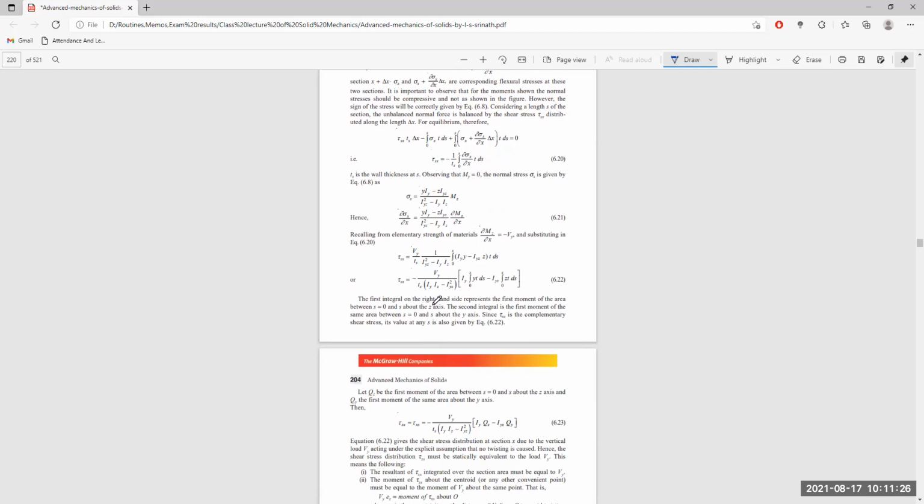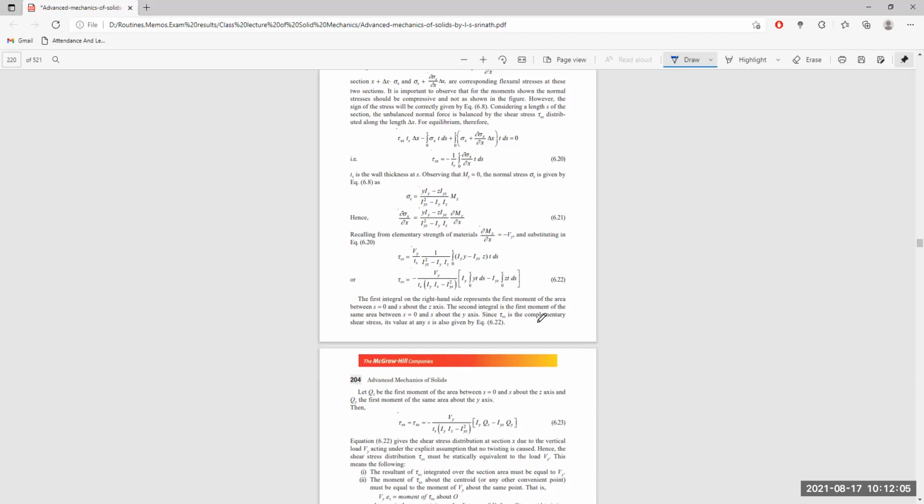The first integral on the right hand side is the first moment of inertia of the area between s equal to 0 and s, about the z axis. You see, s equal to 0 and s means along this length of the strip, and the moment of the area is t, thickness, multiplied by the length s, at a distance from the axis equal to y. So it's the first moment of area along the y axis, and the same is the first moment about the z axis itself.